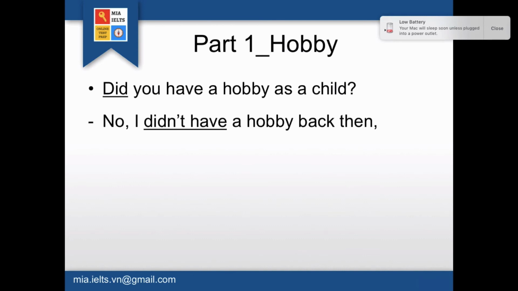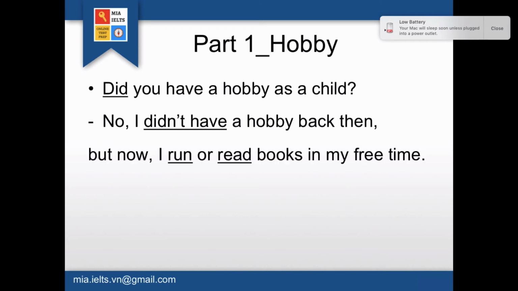So it's a very short answer. It doesn't give any information about me. It doesn't really spark the conversation. So I want to continue. But now I run or read books in my free time. See how I switch it to present tense and give more information? Try to do so in your real exam.